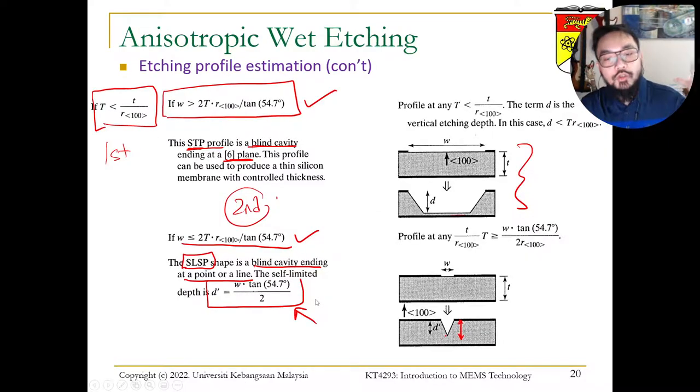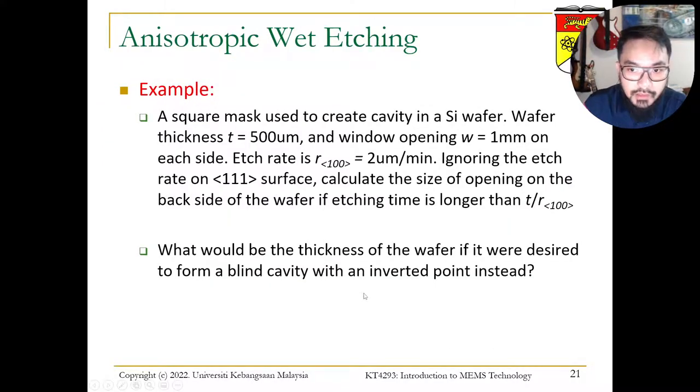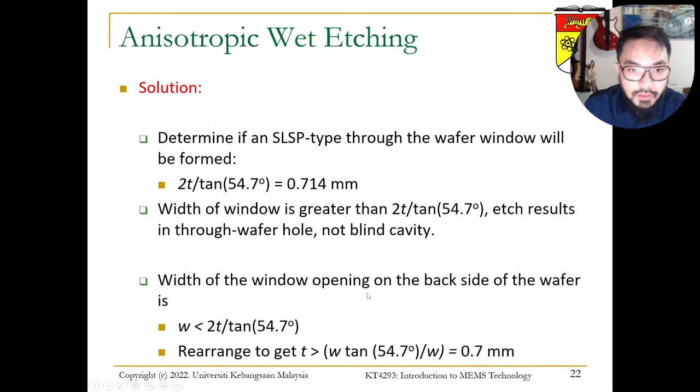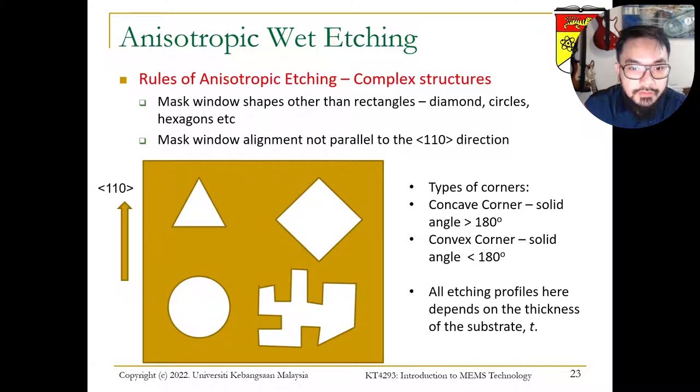So that is all that you need to know when you are doing the calculation and estimation of the etching profile based on wet anisotropic etching. So this is an example that you can go through, okay, from the lecture note, how to calculate different things.